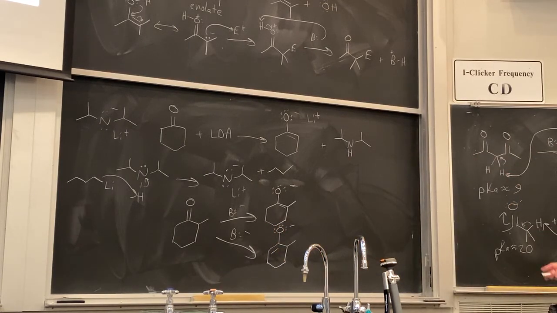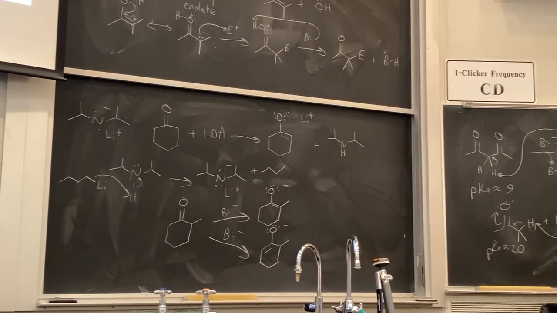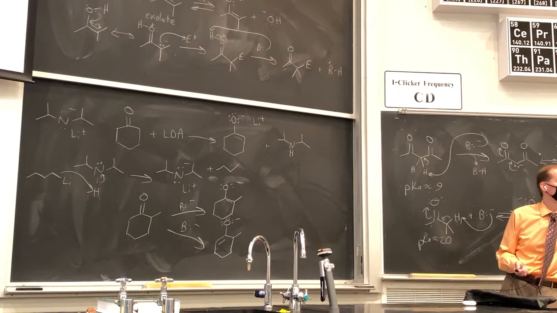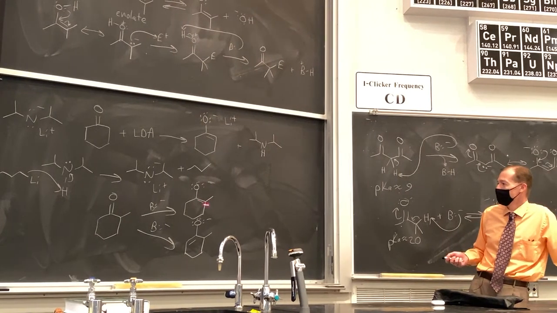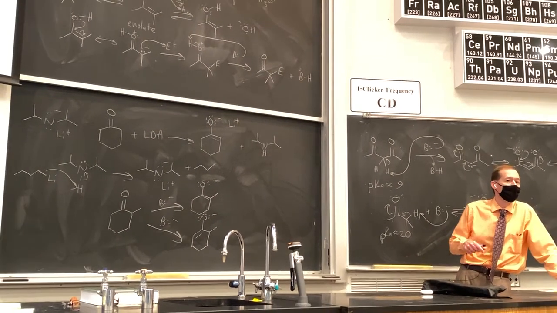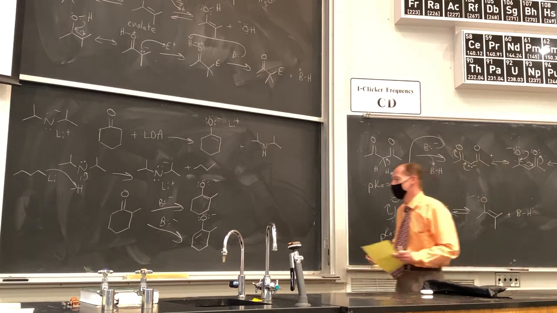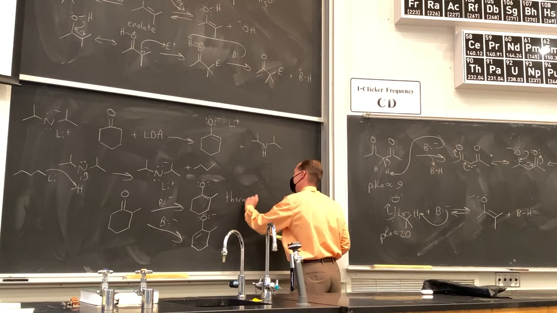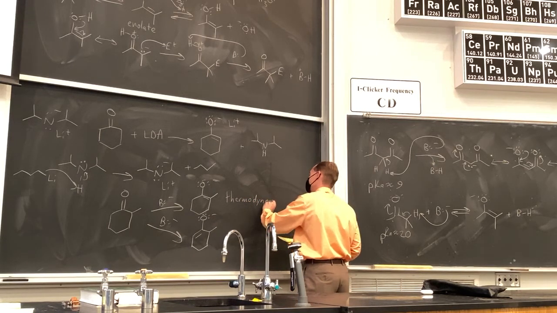Which of these 2 enolates that we could generate from methyl cyclohexanone is more stable? Top or bottom? Top is more stable. We have the more substituted double bond. So this enolate is more stable than the bottom one. So we're going to refer to that as the thermodynamic enolate. Okay.